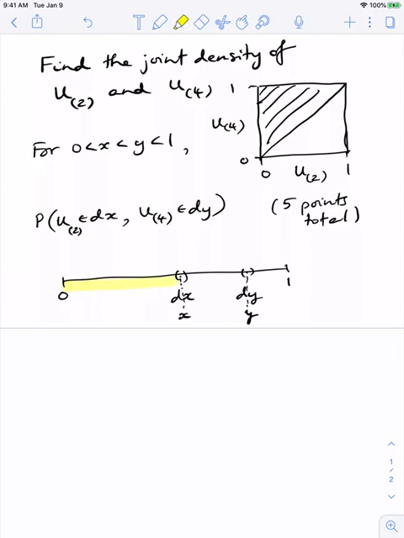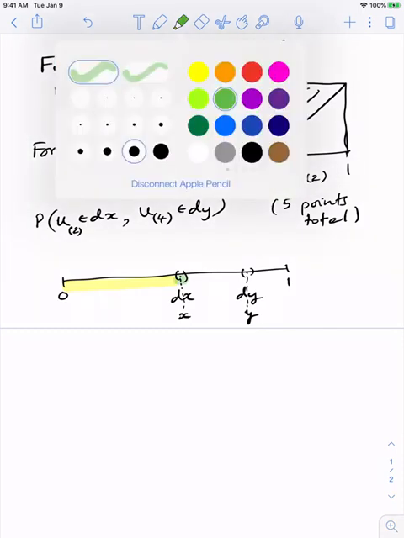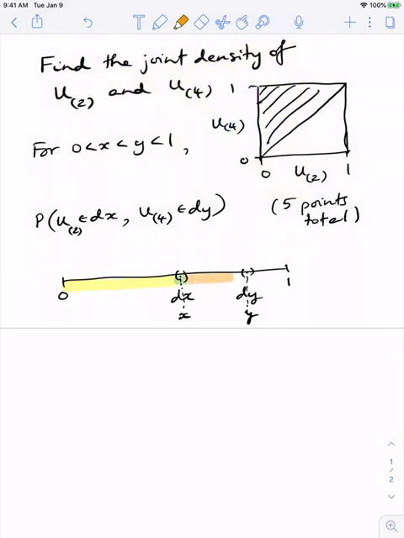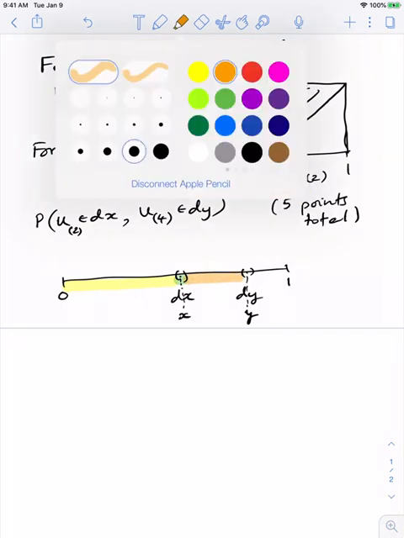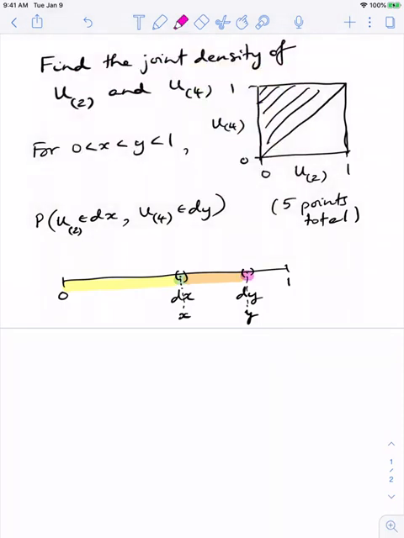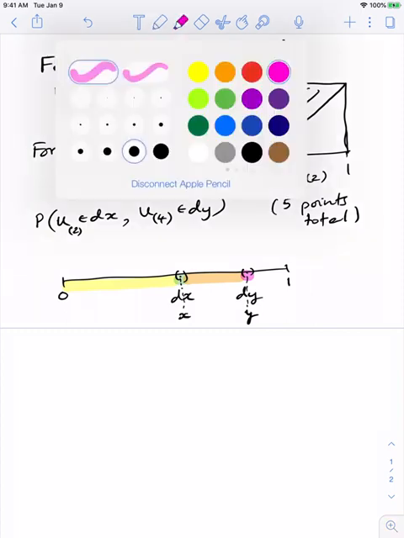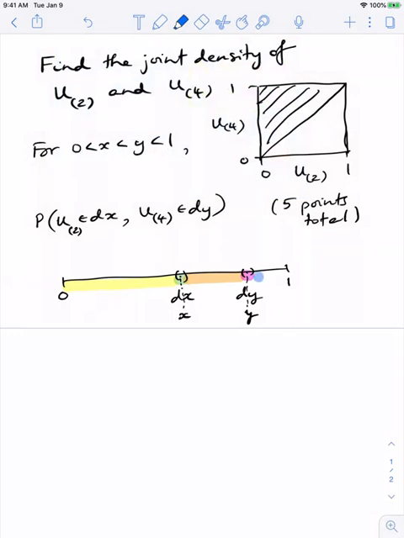I've taken a continuous problem and I've made it a discrete one. Either the point falls in that region, or in this one, or in this one, or in this one, or there. So I have divided the unit interval into 5 categories.